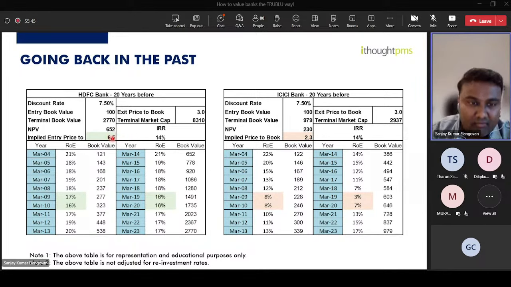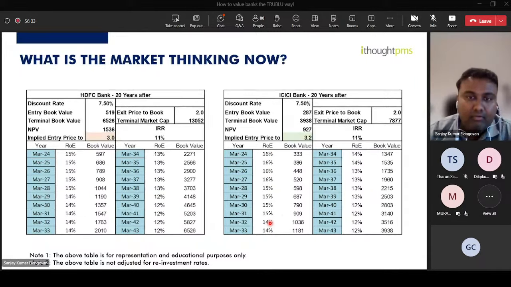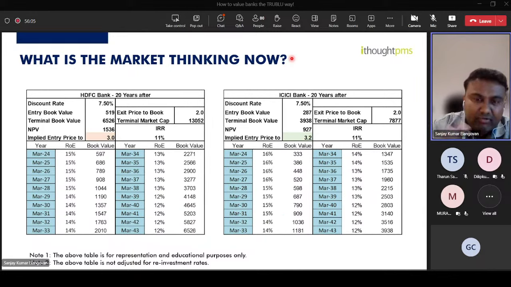But HDFC Bank was available at, I think, 4x, 5x price to book. So you would have made more than 14% had you invested in 2003, if you had the vision that HDFC Bank will have a consistent ROE compared to ICICI Bank, where it is more of a cyclical ROE. So using the same template, this might be a bit too much for you, but just understand that the longevity and consistency of ROE matters more than the ROE itself.